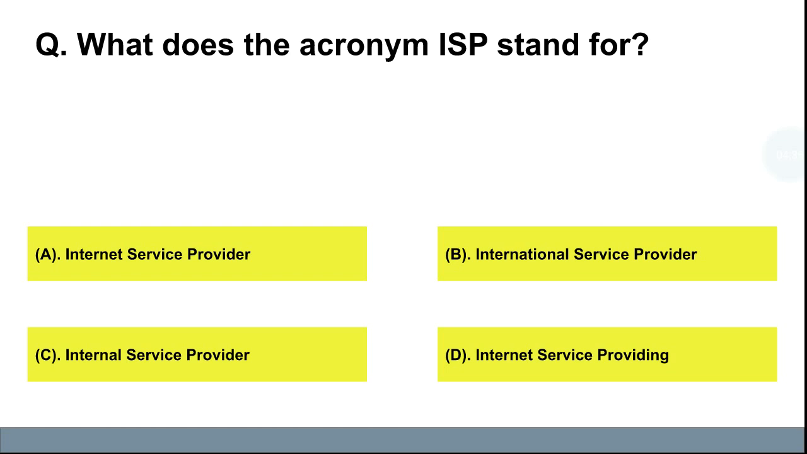Next question: what does the acronym ISP stand for? Option A, internal service provider, option B, international service provider, option C, internal service provider, and option D, internet service providing. And the correct answer is option A, that is internet service provider.